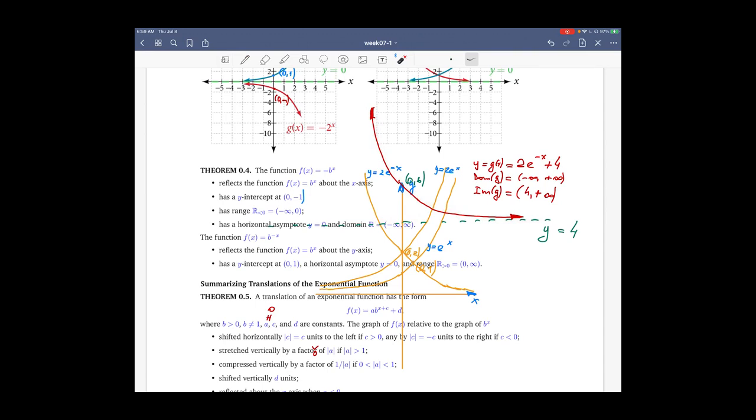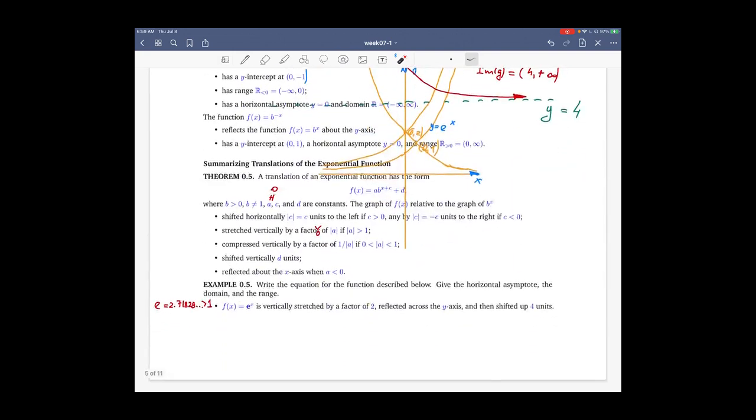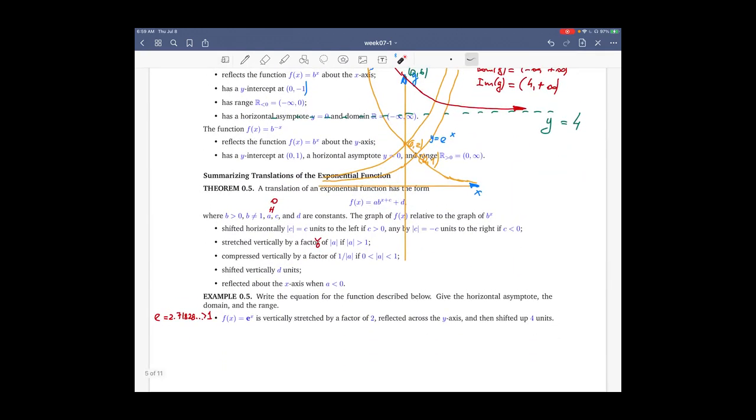All right, this is it for exponential function. Our next topic will be logarithmic functions.